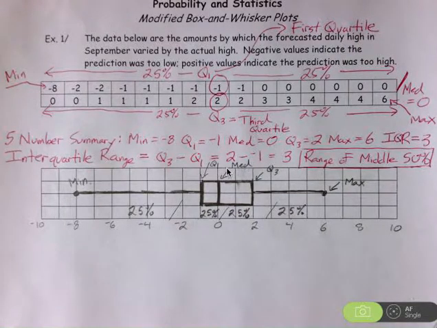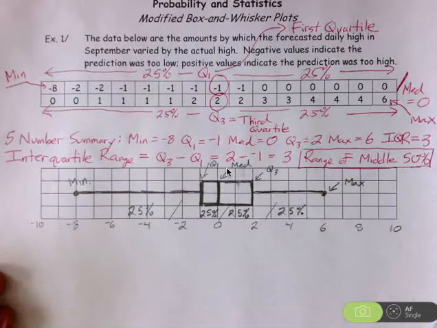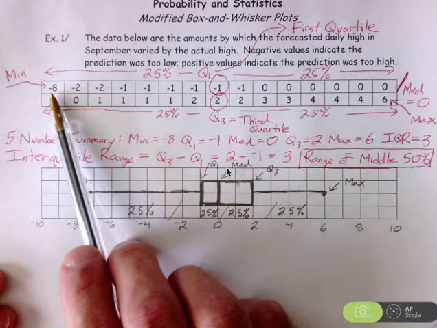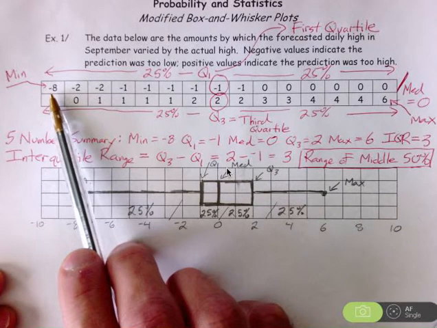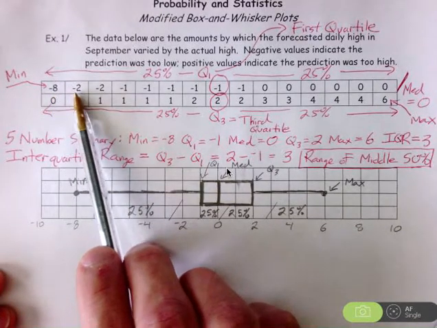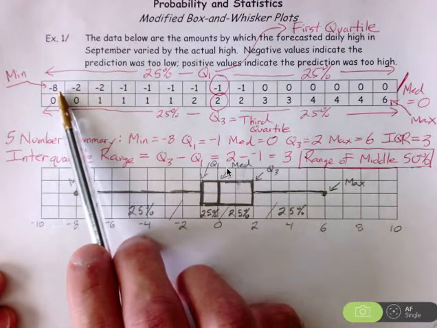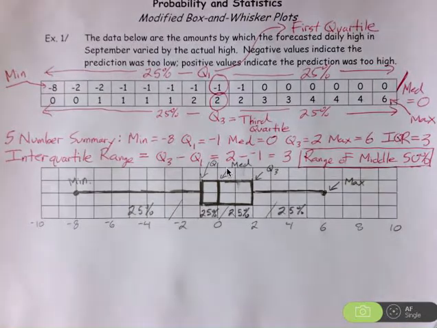Hi there. In the first video, we made the box plot that you can see on the screen. Now, when you go back and look at the original data though, this minimum of -8 is quite a ways away from the other values in the lower 25%. The next closest value is a -2. So that makes me think that this -8 may be an extreme value. Another term for that is called an outlier.